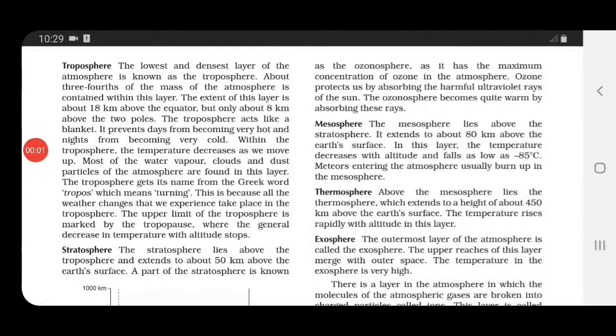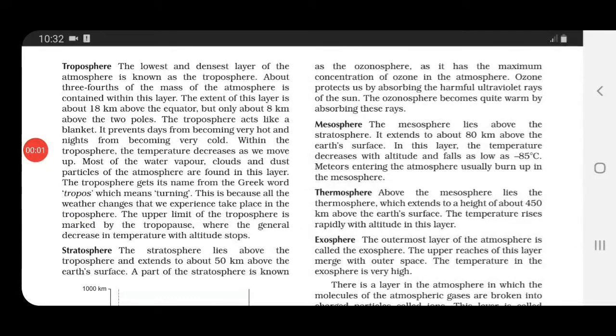Now what else you will find in this layer, children? See, you will find most of the water vapor. Okay, then clouds जो है वो भी इसी layer में आपको मिलेंगे. Then dust particles of atmosphere, they are found in this layer. Okay, then they are telling that troposphere term, okay, is there. It gets its name from a Greek word. Which Greek word? Tropos. Okay, and what is the meaning of tropos? Tropos means turning.